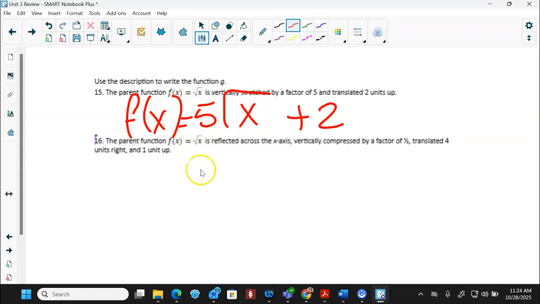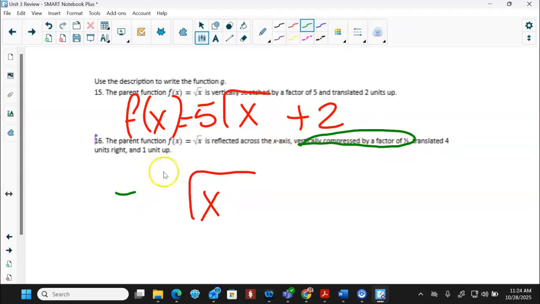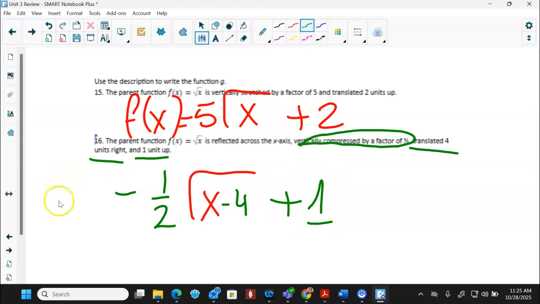All right, 16, again, square root of x. Now it says reflected over the x-axis, so reflection is a negative. It says vertically compressed, so that's a shrink by a factor of 1/2. Again, shrink and stretch, it goes in the front. Then translated 4 units to the right, so that's on the inside. We're going to go minus 4, the opposite. And then 1 unit up, so that's an outside 1. So again, that's your function. Don't forget the negative for reflection. 1/2 goes in the front, 1 up, and 4 units.